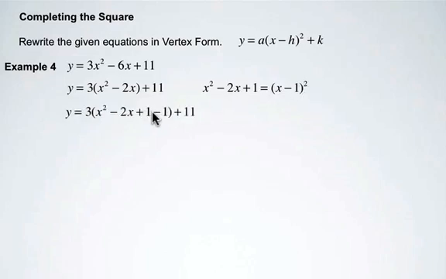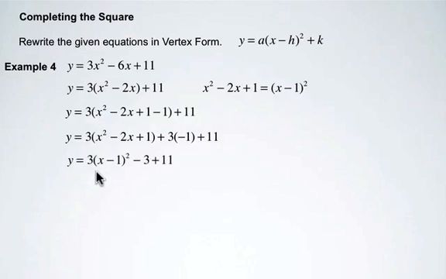So now we're going to add a 1. But if we're going to add it, we also must take it away. This makes sure that we haven't changed the value of this expression. We now have 3 times x squared minus 2x plus 1, and we move the minus 1 outside of the brackets. When we do that, we must also multiply it by the 3, because when it was inside the brackets, it was being multiplied by the 3, the common factor. We then simplify a bit further. We have 3 times x minus 1 squared, which is the factor of this trinomial, minus 3 plus 11.